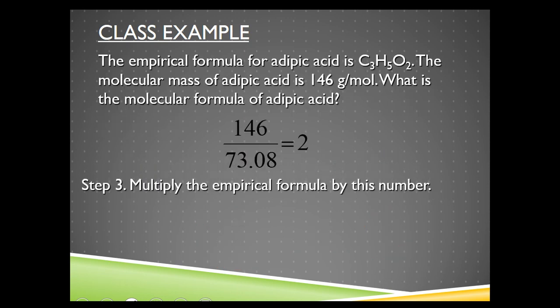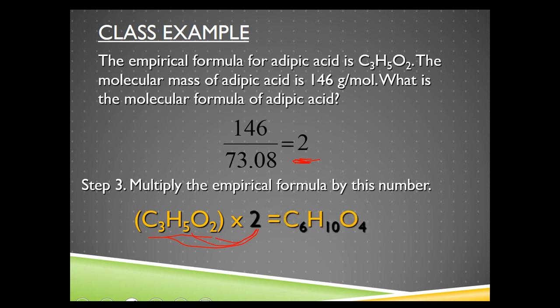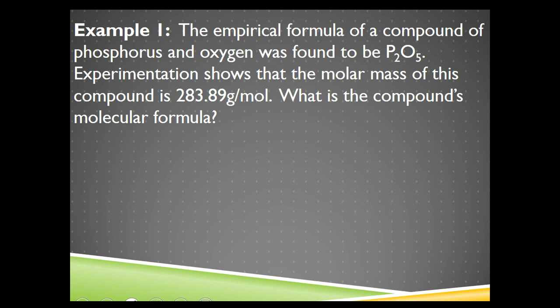Step number 3, multiply that number by your empirical formula. All right, so if this is my empirical formula, I'm multiplying everything by 2. So 2 times 3, 2 times 5, 2 times 2, and we're going to get a molecular formula of C6H10O4, and that's the answer. Okay, so 3 simple steps. All right, let's try another one.